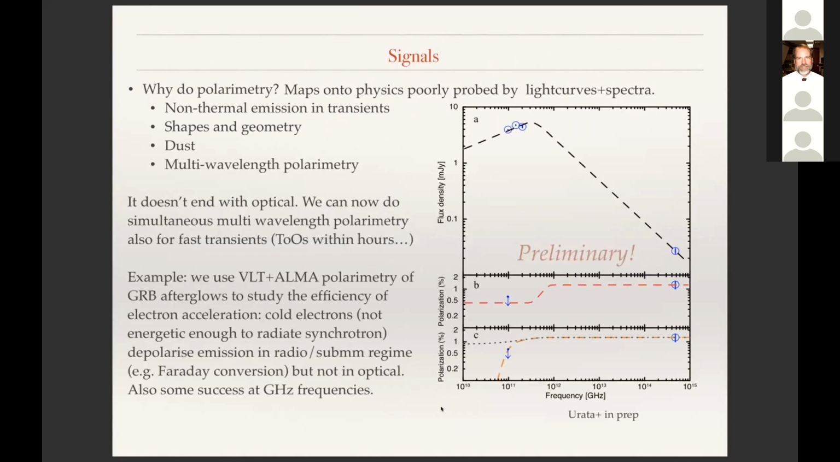Multi-wavelength polarimetry is another thing I wanted to mention briefly here. It doesn't just end with optical, because we can do polarimetry now quite well also at radio and at sub-millimeter wavelengths, even for fast transients, so even for objects where you only have a few hours to get your data. An example is plotted here in the graph, where we got polarimetry with VLT and ALMA at exactly the same time of a gamma ray burst afterglow. We see a higher polarization in the optical than we do in the submillimeter, which we believe is because there's a population of electrons in the shock that did not get accelerated, but does participate in Faraday effects and depolarizes the submillimeter emission that we see.